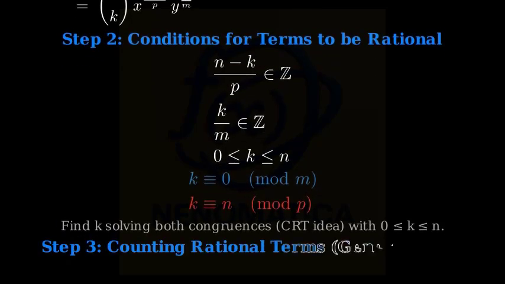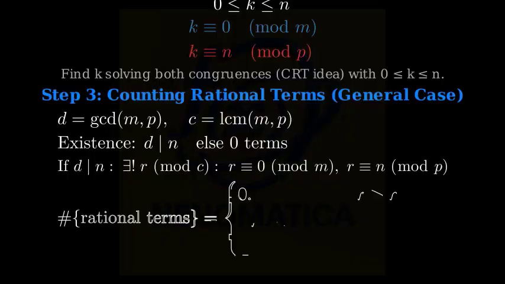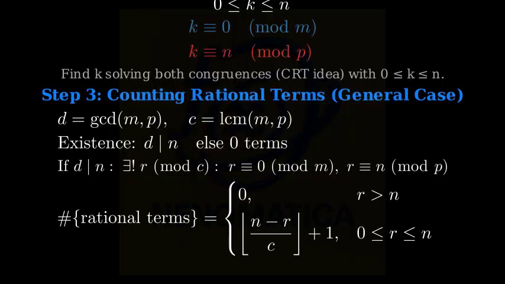Here is the correct counting method. Let d be the greatest common divisor of m and p, and let c be the least common multiple of m and p. A solution k exists if, and only if, d divides n. If d does not divide n, there are 0 rational terms. If d does divide n, then there is a unique residue r modulo c that satisfies k congruent 0 modulo m and k congruent n modulo p.